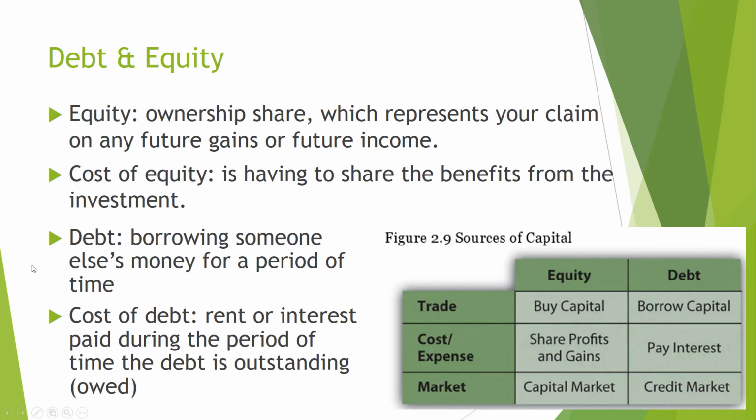Now, when you're borrowing or renting someone else's money for a period of time, this is known as debt. And the cost of debt is the rent or interest that you have to pay during that period of time that the debt is outstanding. So you can see here, with equity, you're buying capital, and with debt, you're borrowing capital. When you buy equity in a company, you share in the ups and the downs, and when you're borrowing, you have to pay that company interest.